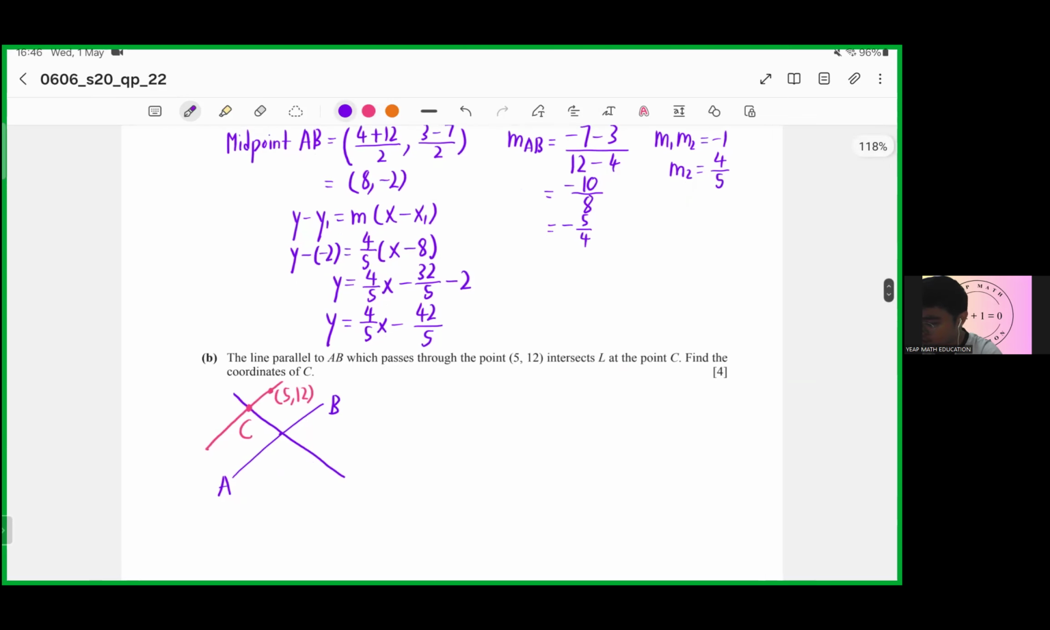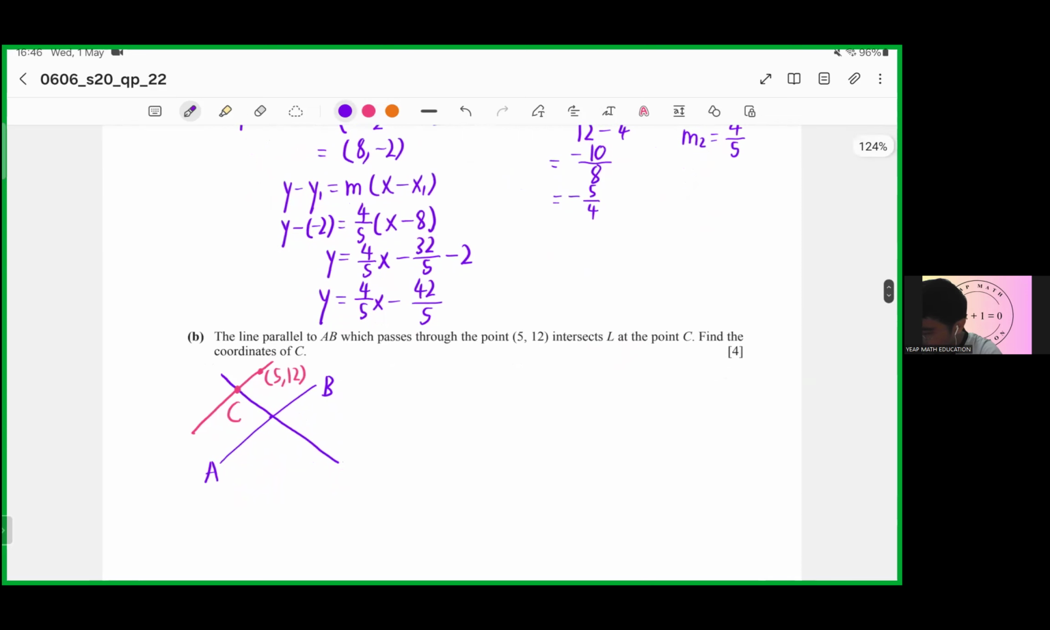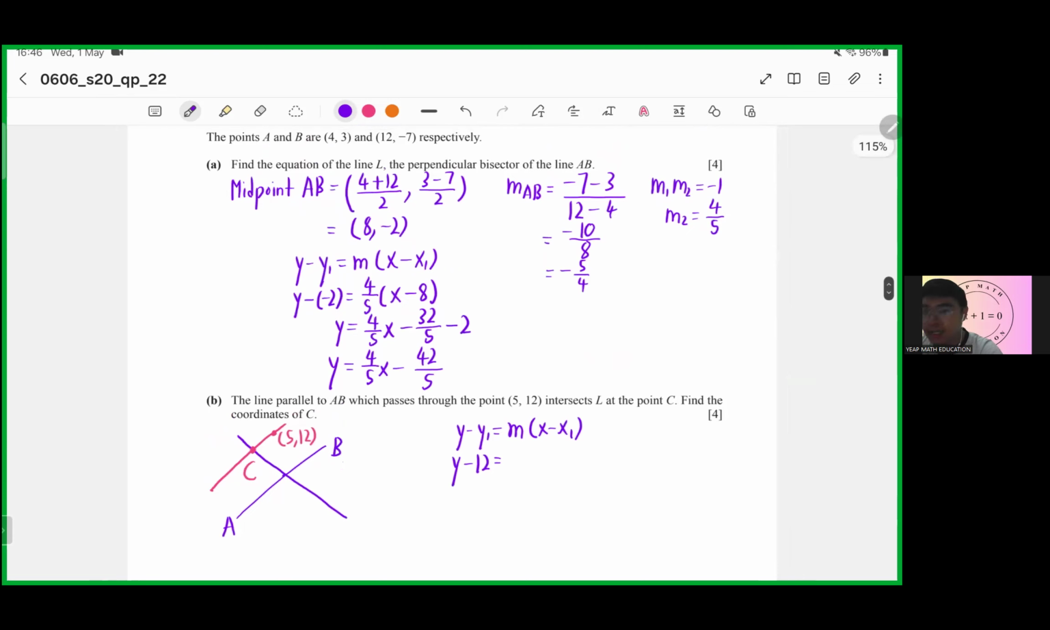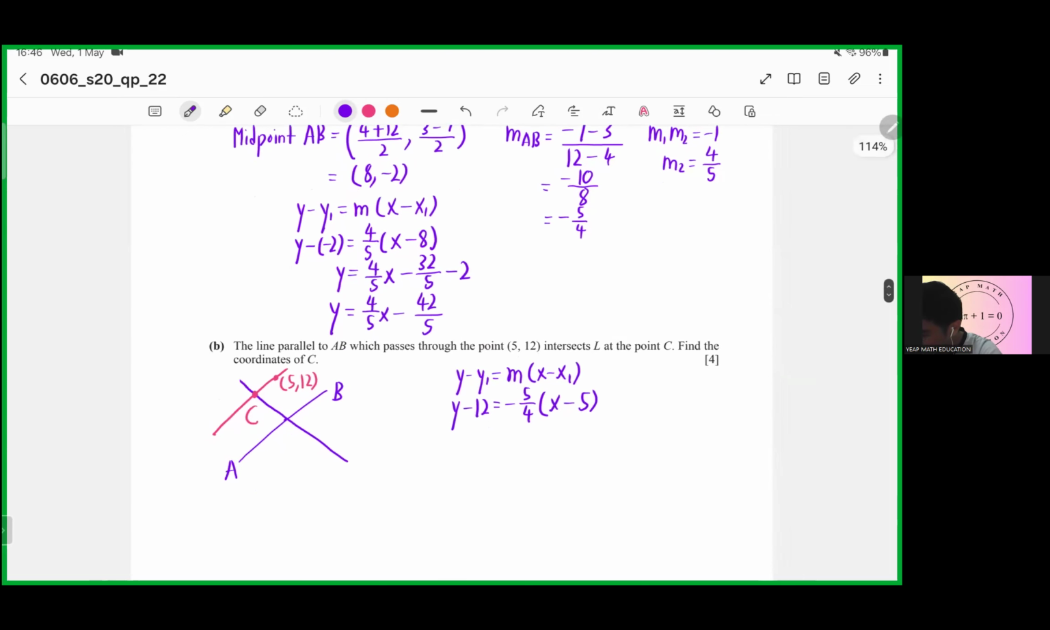Okay, now, y minus y1 equals m bracket x minus x1. So y minus 12 equals, not 4 over 5, you need to take negative 5 over 4 here, x minus 5. Okay, I just multiply right now.